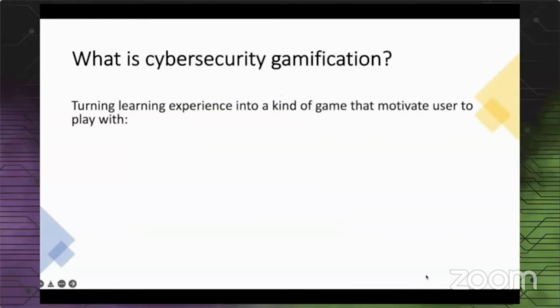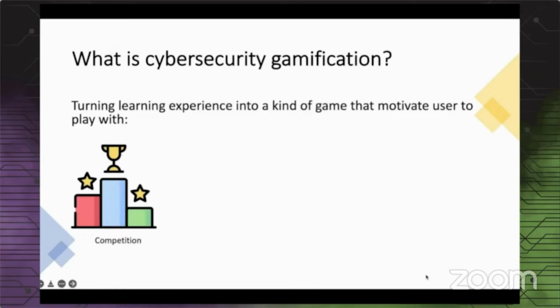So first, let's define what cybersecurity gamification is. It's turning the learning experience into something different, into a game. I'm turning the traditional awareness experience of brochures, emails, one-to-one or one-to-many sessions into a game in order to motivate the user to get the knowledge. How can I motivate the user to play this game? I can make it a competition. This competition could be among their peers, or among different departments inside the organization.